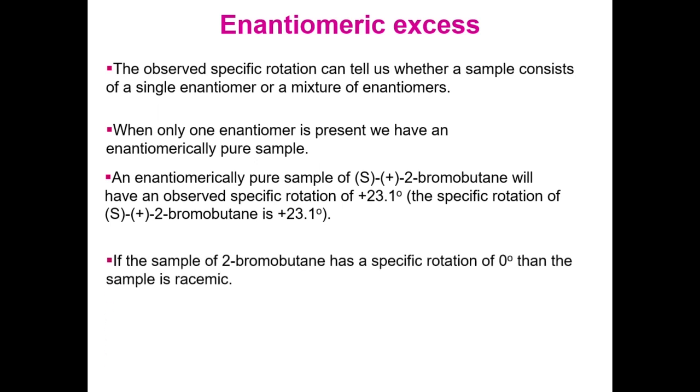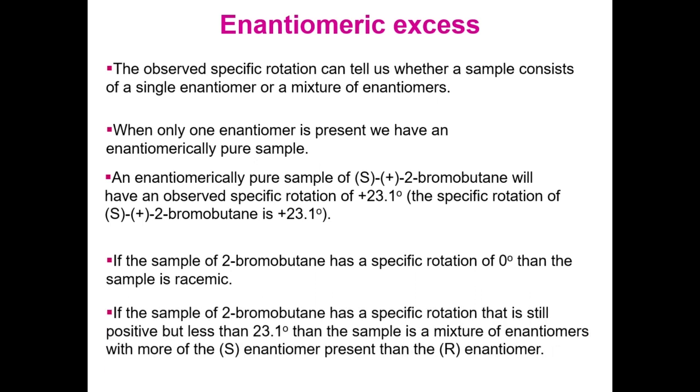If the sample of 2-bromobutane has a specific rotation of 0 degrees, then the sample must be racemic. It must have equal amounts of S and R to give you a rotation of 0. If the sample has a specific rotation that is still positive, but less than 23.1, then the sample is a mixture of enantiomers with more of the S enantiomer present than the R enantiomer, because it is rotating in the plus direction. If it rotated in the minus direction, but less than minus 23.1, then you would know you have more R than S present.